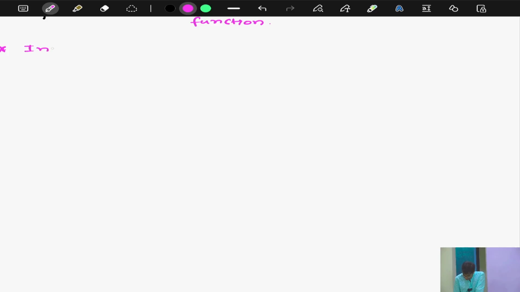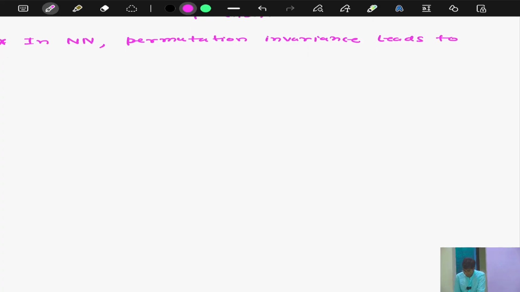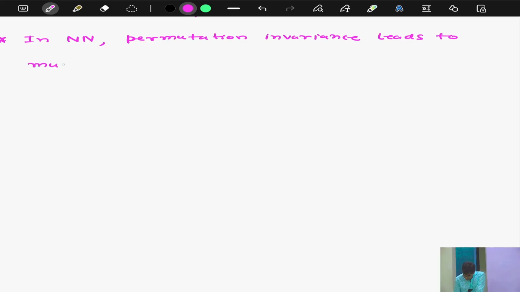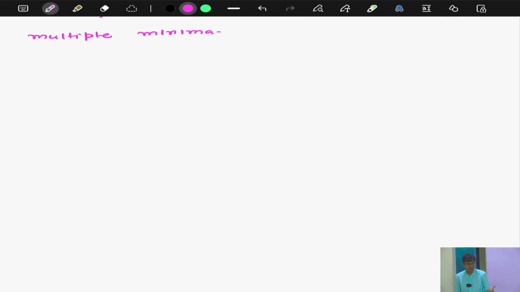So in a neural network, permutation invariance leads to multiple minima. Okay. So let us take a very simple neural network and see what is happening.